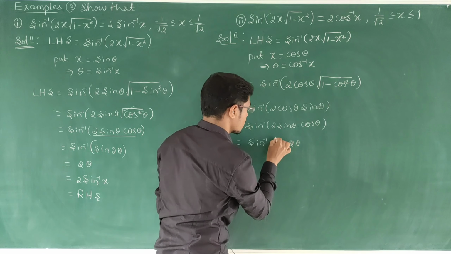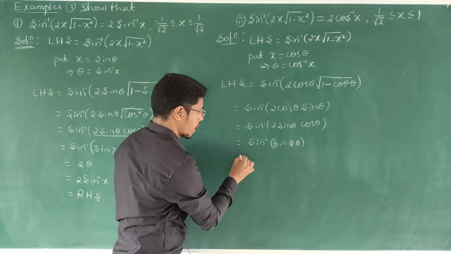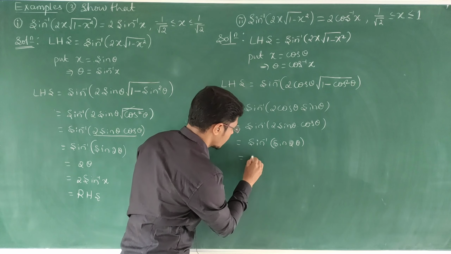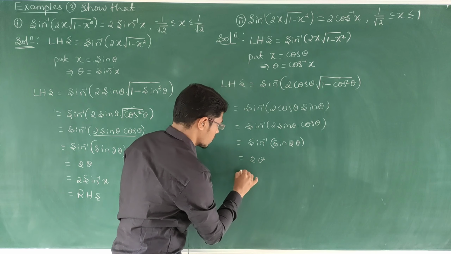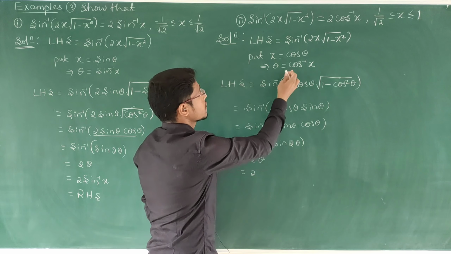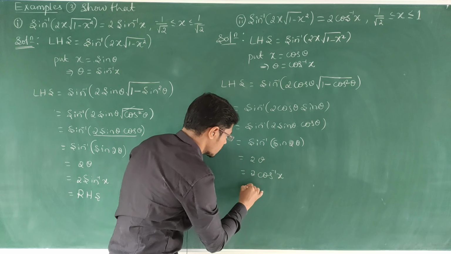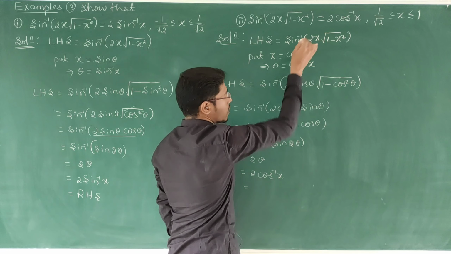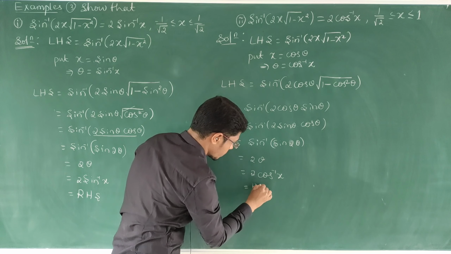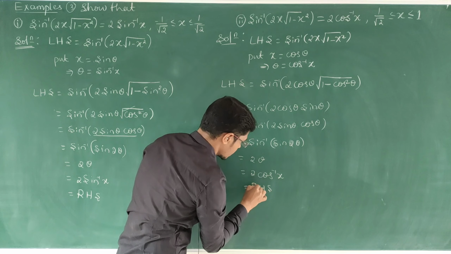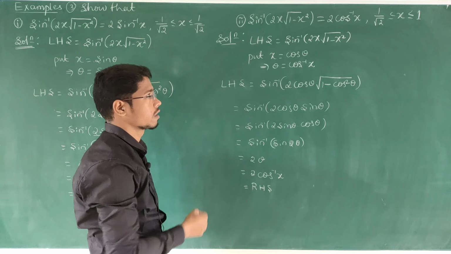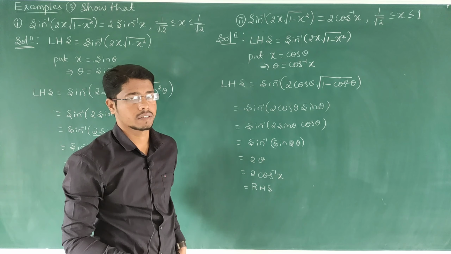This is sine 2 theta. Cancel sine inverse and sine, remaining is 2 theta. So what is theta? Theta is cos inverse x. 2 cos inverse x. So this is our required result, RHS. So these are the two problems, very important.